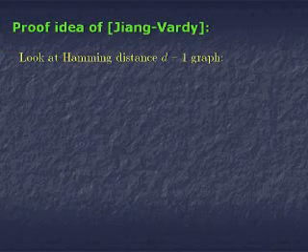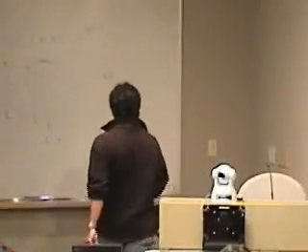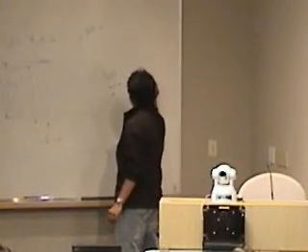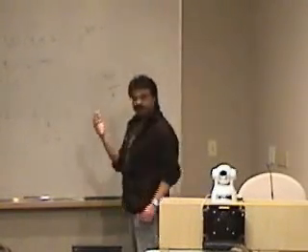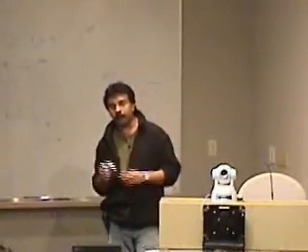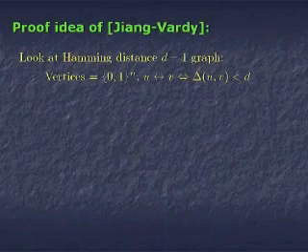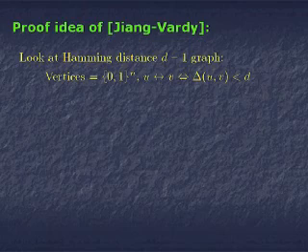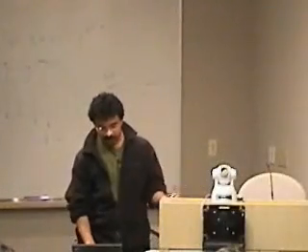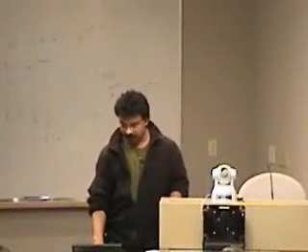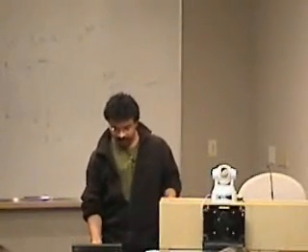They say, let's look at this graph, which is called the Hamming distance d minus 1 graph. What are its words? Its words are all the binary vectors, so 0, 0, 0, 0, 0, 0, 0, 0, 0, 1, and so on. These are the vertices of this graph. And you put an edge between two of these n-bit sequences if the Hamming distance between them is at most d minus 1, strictly less than d.